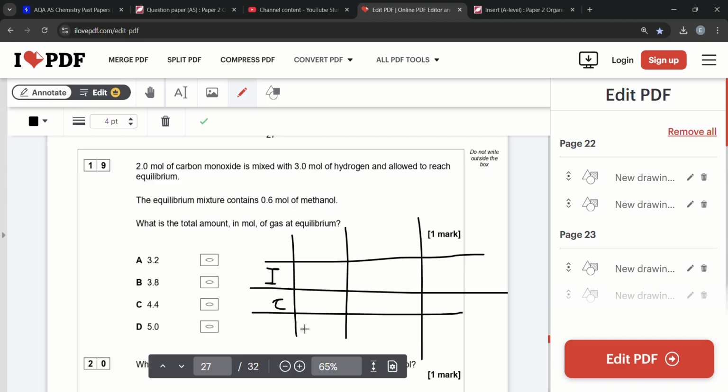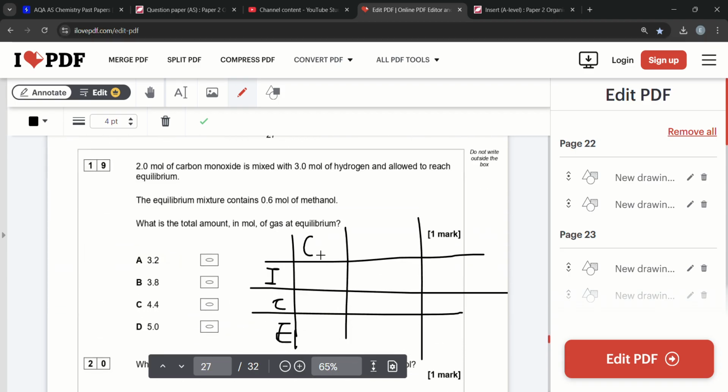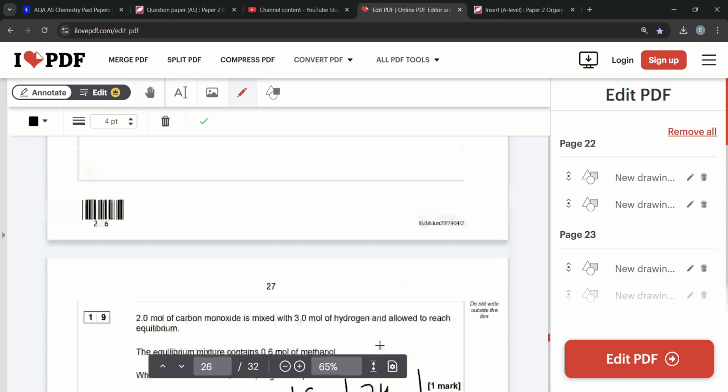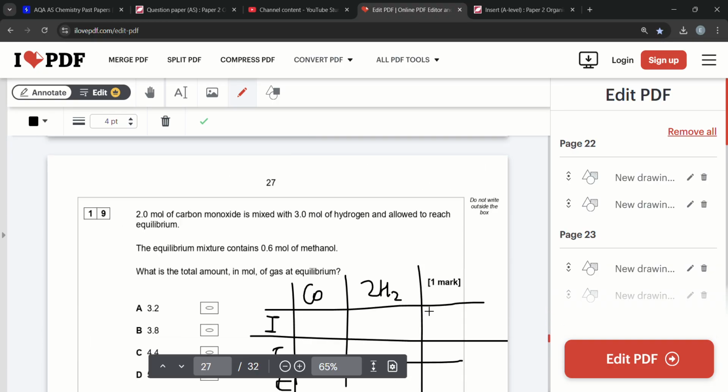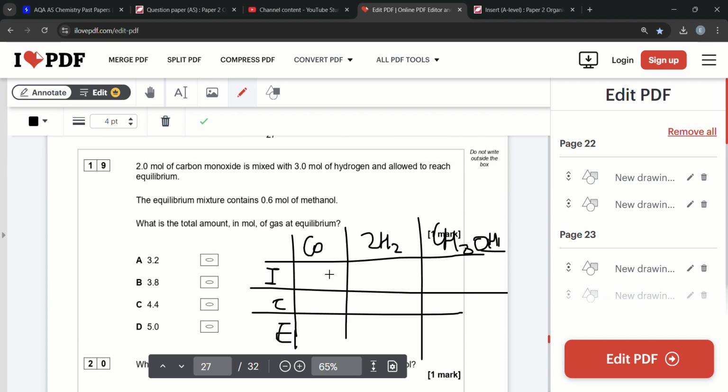In this case it's a bit more tricky. Instead of constructing an expression for Kc, we want to find equilibrium moles. So we've got carbon monoxide, hydrogen and methanol. And it tells me that I stands for initial moles, C stands for change in moles, E stands for equilibrium moles. Initially we have 2 moles of carbon monoxide mixed with 3 moles of hydrogen. It doesn't tell us the moles of methanol initially, so we assume it's 0. And equilibrium moles of methanol is 0.6, so we add 0.6.